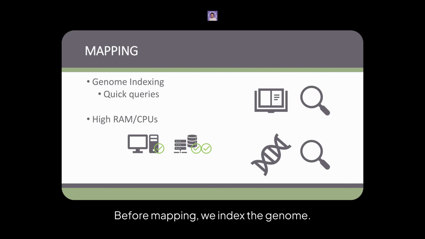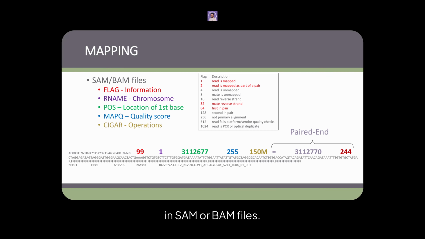Before mapping, we index the genome. Indexing builds searchable data structures that allow the aligner to query the reference quickly. Although index creation is resource demanding, it is performed once per genome and then reused, significantly accelerating subsequent analyses. Mapping results are stored in SAM or BAM files. Key fields include FLAG, which encodes alignment properties, RNAME for the chromosome, POS for the first aligned base, MAPQ, a quality score, and CIGAR describing alignment operations. These elements are essential for robust downstream filtering.